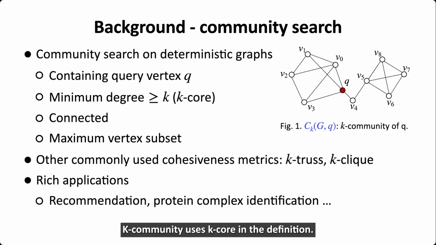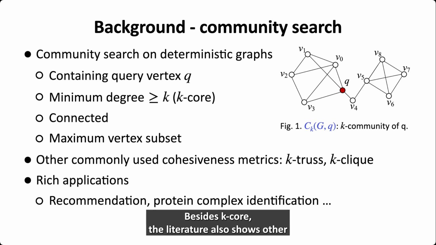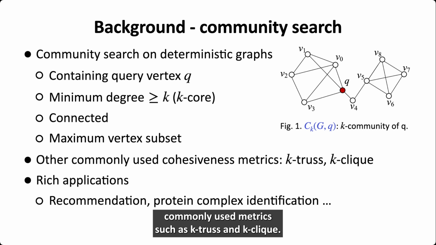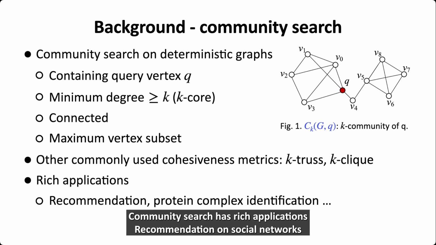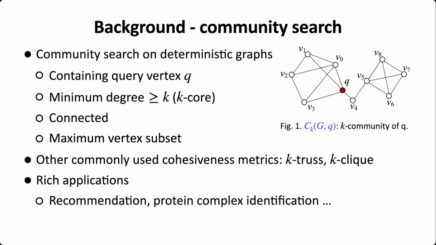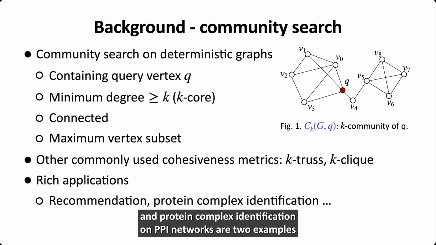K-community uses k-core in the definition. Besides k-core, the literature also shows other commonly used metrics, such as k-truss and k-clique. Community search has rich applications. Recommendation on social networks and protein complex identification on PPI networks are two examples.